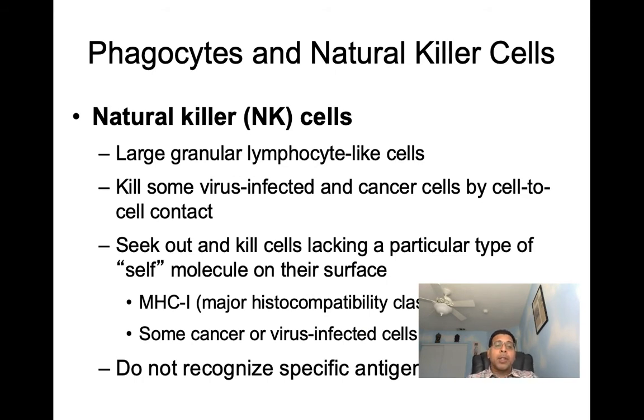The natural killer cells target virus-infected cells and cancer cells. They are large, granular, lymphocyte-like cells. And again, they kill some virus-infected and cancer cells by cell-to-cell contact. They seek out and kill cells that are lacking a particular type of self molecule on their surface. And they do not recognize specific antigens.